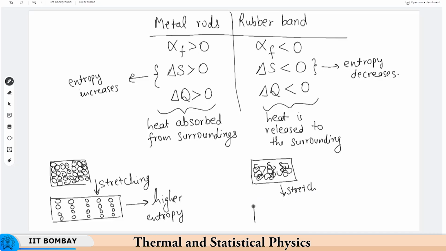what will happen? If I give you a tangled up thread and if you stretch it, it will elongate. So, after stretching, these polymers will tend to elongate, and since there is a constraint that these molecules are always along a line, they are connected to each other. After stretching, there are fewer number of microstates, okay.